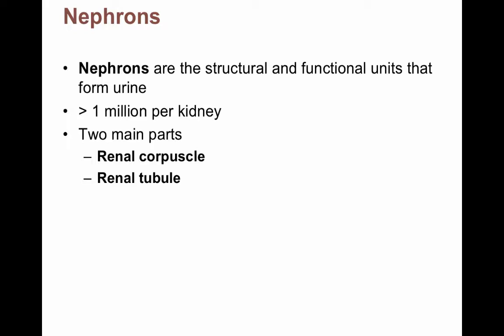So when we talk about the kidney itself, within the kidney there are these small structural and functional units that are called nephrons. Nephrons are responsible for the formation of urine, and there are about 1 million of them per kidney. Each one essentially contains two parts: the renal corpuscle and the renal tubule.